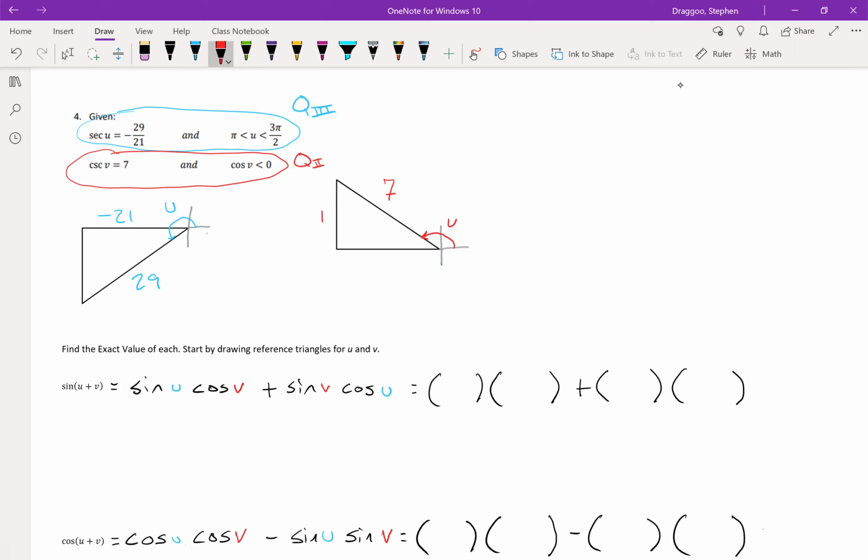Now I just need to find the missing sides. So we'll go to the Pythagorean theorem once again. 21 squared plus y squared is equal to 29 squared, which means that y will be negative 20, since we're in the third quadrant.